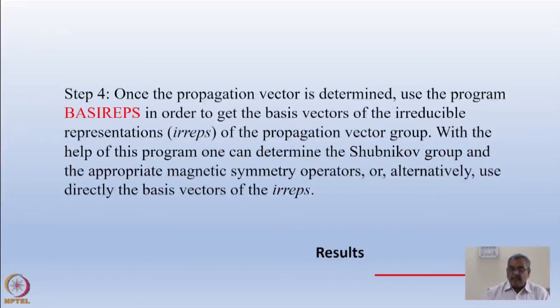So now I come to the fourth step, but this you have to actually learn through a tutorial. Once the propagation vector is determined and the crystallographic structure is determined, then the program Basireps gives us the basis vectors of the irreducible representation. That means these are the basis vectors with which we can generate any translation along with the propagation vector. With the help of this program, we can determine the Shubnikov or the magnetic symmetry operators. Shubnikov, a Russian scientist, first introduced the magnetic symmetry operators, and they are used directly as the basis vectors in the irreducible representation of the crystallographic groups.